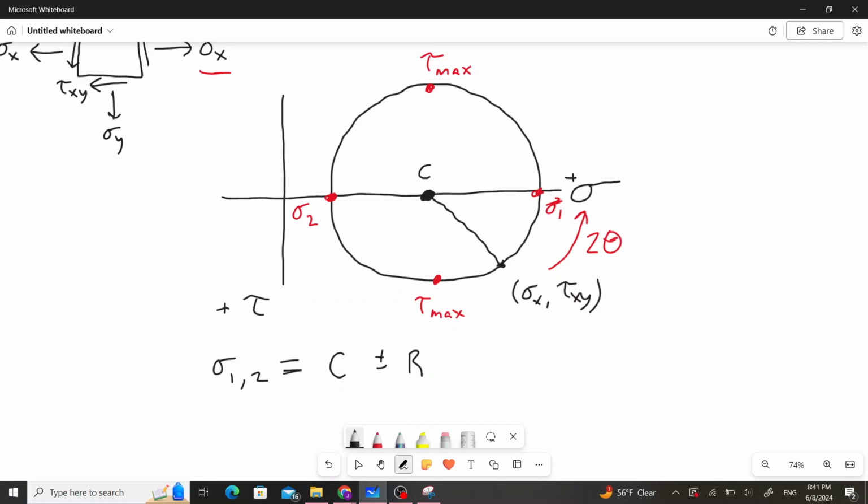We'll draw on our circle here to get the radius of the circle. We're going to drop a right angle here. We know that this center is located at sigma x plus sigma y divided by 2.